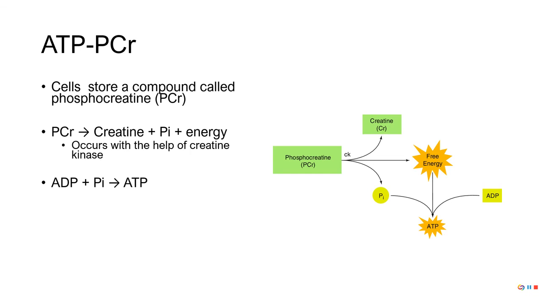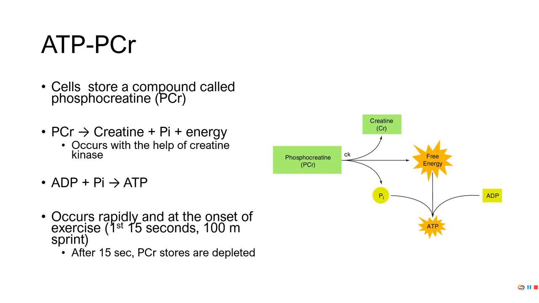Now, while we are constantly using the ATP-PCr system, it is the primary energy source at the onset of exercise. After 10 to 15 seconds, our phosphocreatine stores are depleted, and we are unable to generate very much ATP with this system going forward.